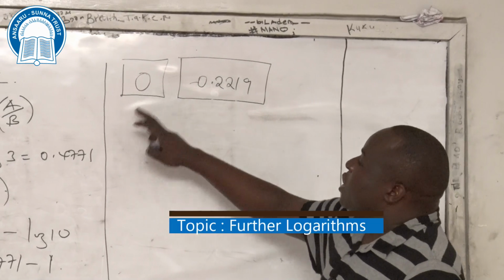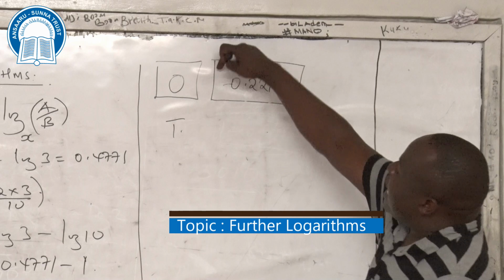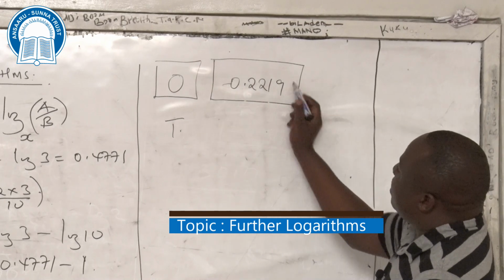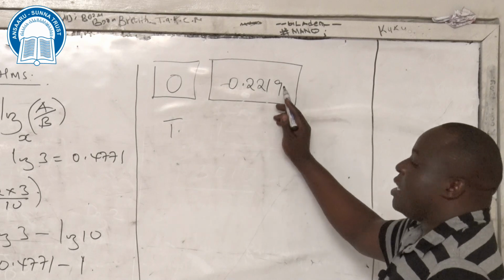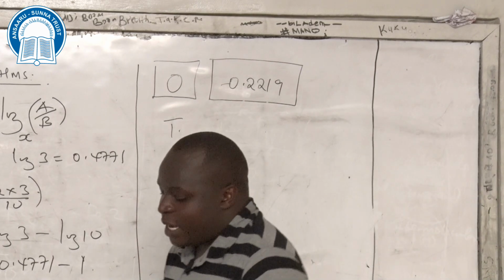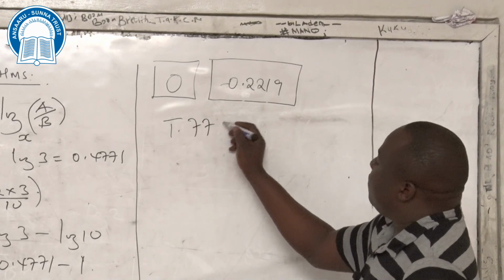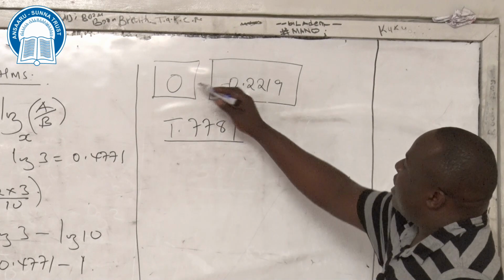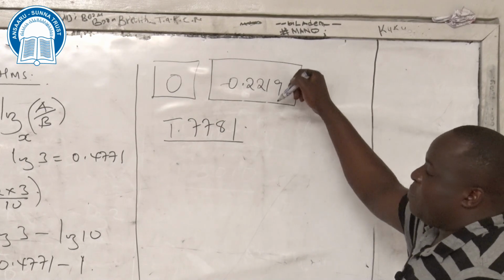which is 1. So if I borrow 1 from this, I remain with 1. The 1 I have borrowed, I add to this value. So it's like 1 plus minus 0.2219, which is the same as 1 minus 0.2219. And the final answer should be 1.7781. That's after adding the number you borrowed to this.